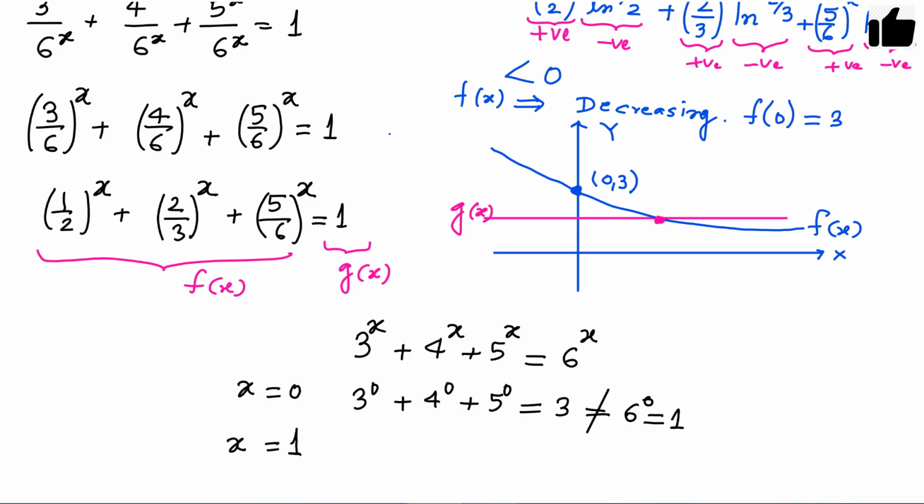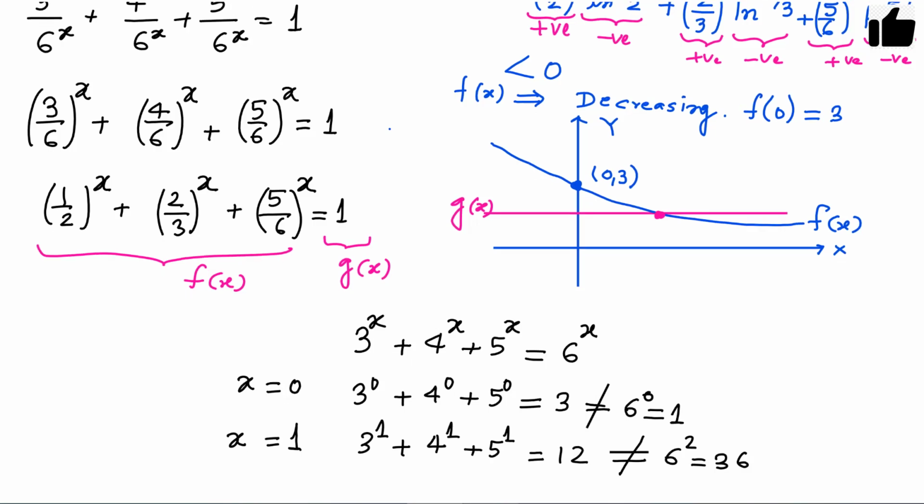So x equals 0 is not a solution. What about x equals 1? This side we have 3 raised to the power 1 plus 4 raised to the power 1 plus 5 raised to the power 1. This is equal to 7 plus 5, 12. Left hand side is 12 and right hand side will be 6 raised to the power 1, that is 6. So left hand side is not equal to right hand side. So this is also not a solution.